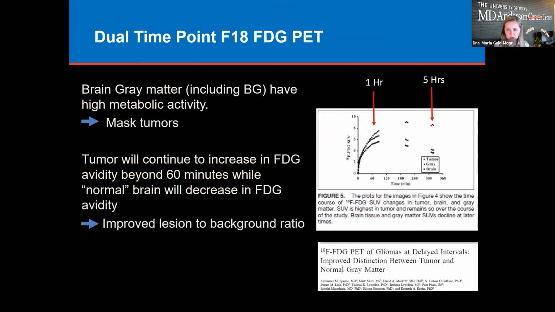Standard imaging with FDG has an acquisition time point at about 60 minutes after tracer injection. Studies have shown that gliomas will continue to increase in FDG avidity beyond the 60-minute standard time point, while normal brain parenchyma will decrease in FDG avidity. This causes an improvement in lesion to background ratio on delayed imaging, increasing lesion conspicuity.